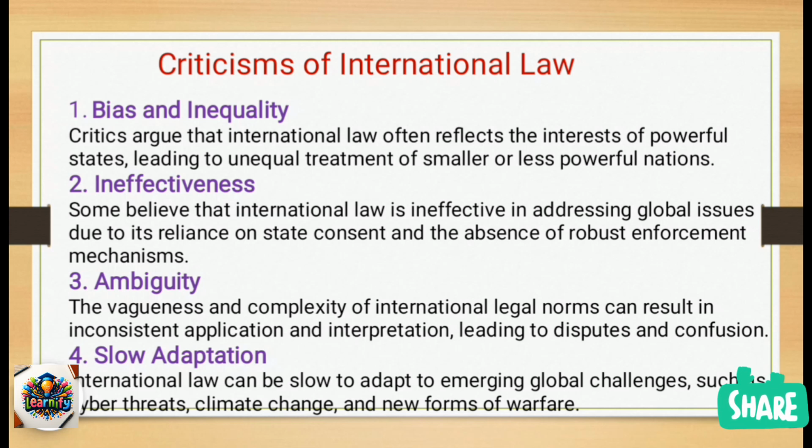Criticism of international law. Inequality. Critics argue that international law often reflects the interest of powerful states, leading to unequal treatment of small and less powerful nations, which is very true.